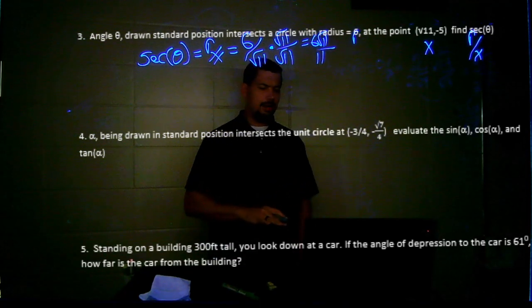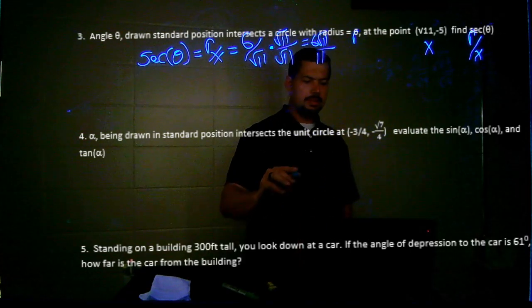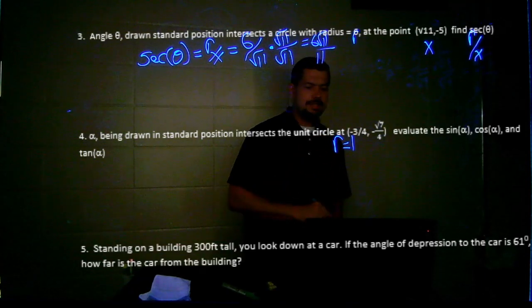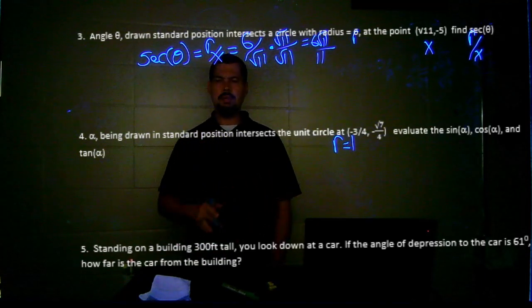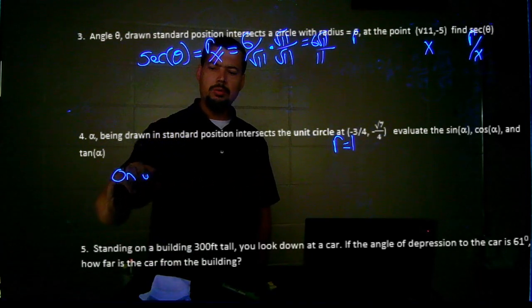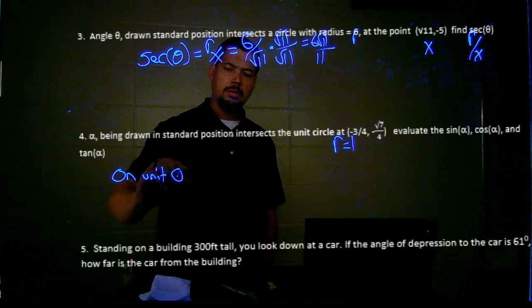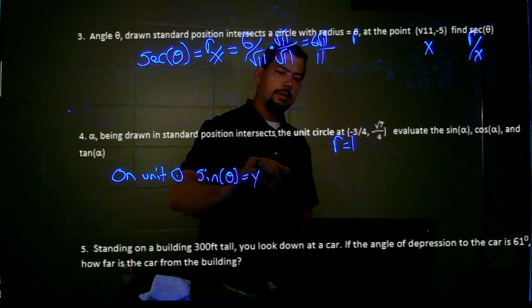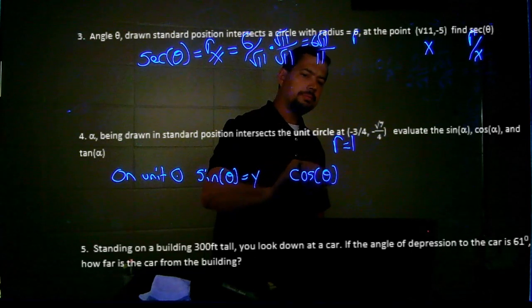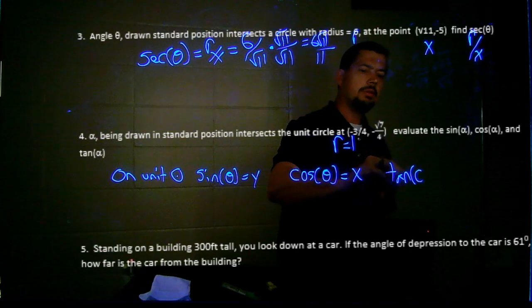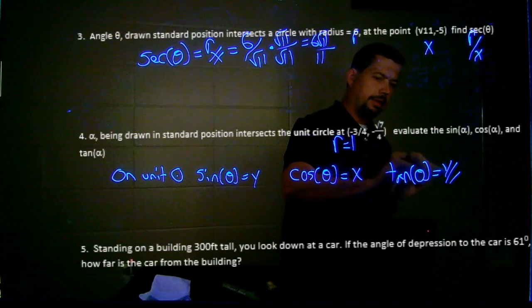Fourth one, alpha being drawn in standard position intersects the unit circle. Now do notice that it says unit circle. Because it says unit circle, the radius is 1. Evaluate the sine of alpha, the cosine of alpha, and the tangent of alpha. This is the easiest problem on the whole test. On the unit circle, the sine of an angle is y. The cosine of an angle is x. And the tangent of an angle is y over x.